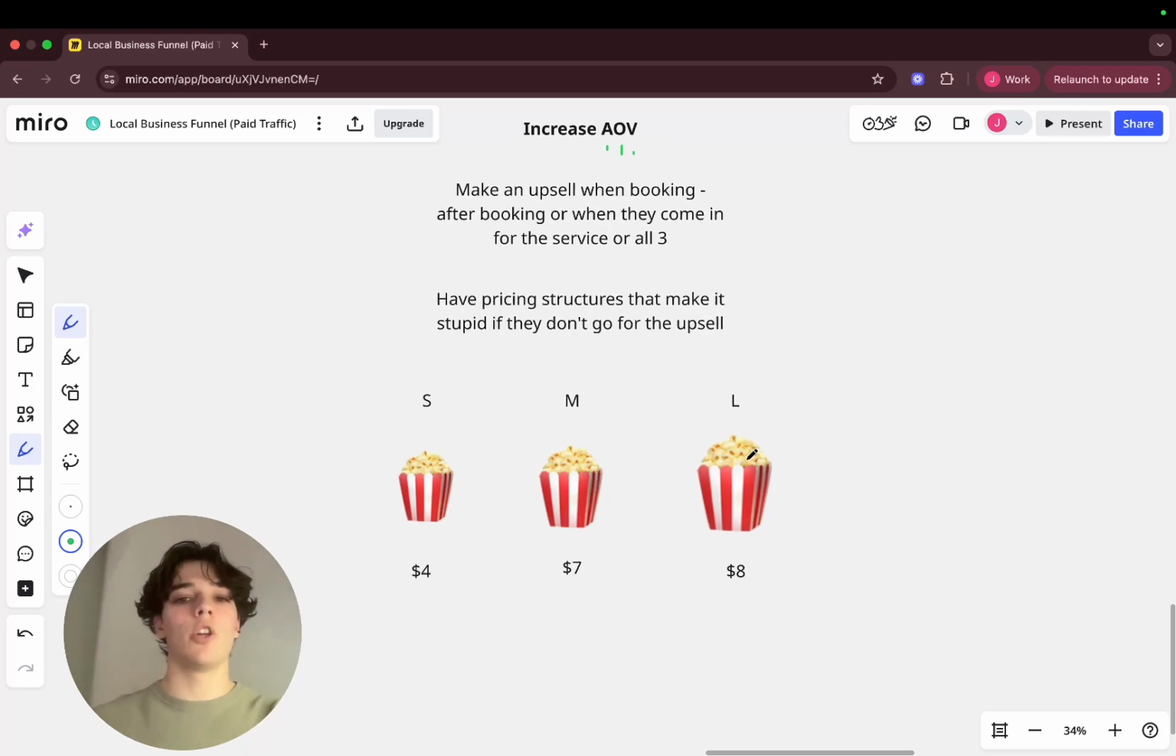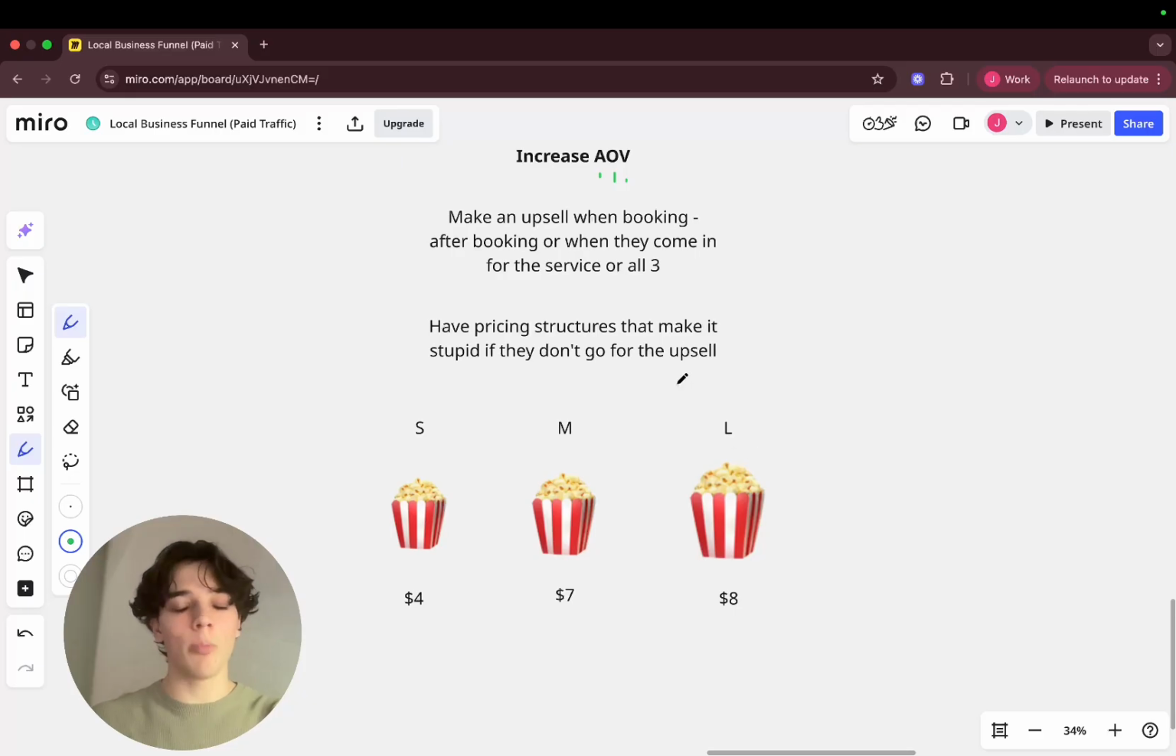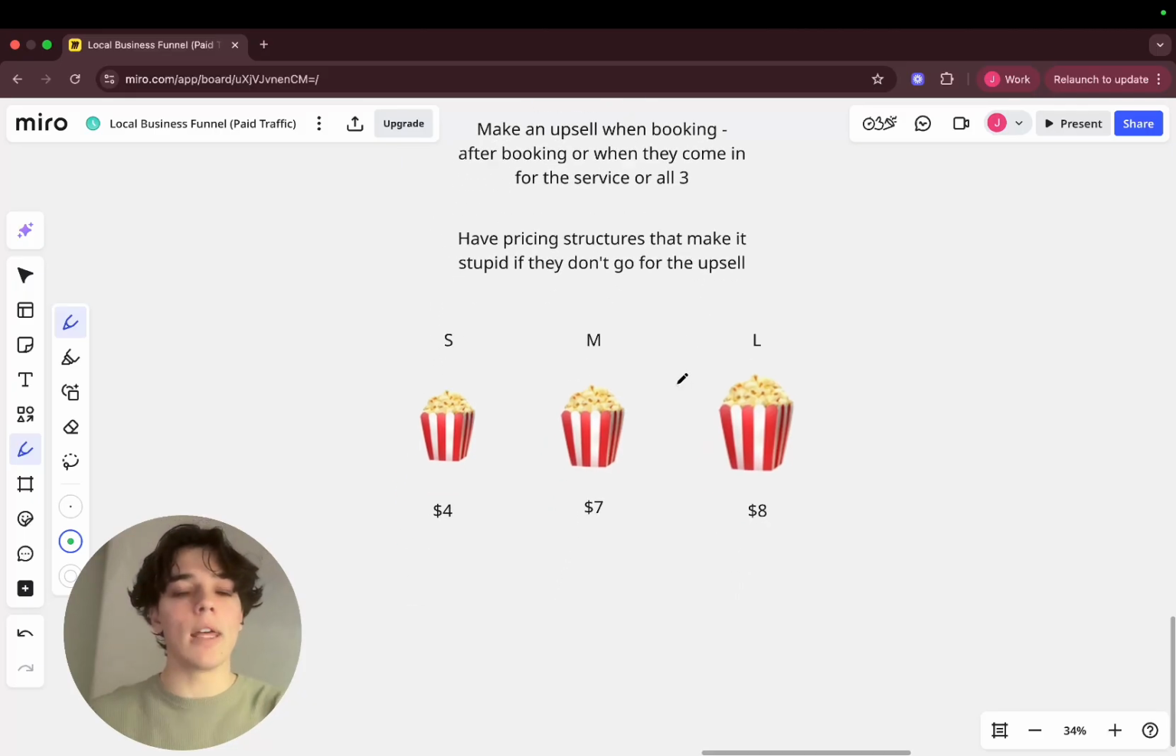And having pricing structures that make it stupid if they don't go for the upsell. An example here, if you go to the movies and you have 3 sizes of popcorn, small, medium, large, the small might be 4, the large might be 8. So you think, to bridge the gap, the medium must be 6. But if people go for the small, they're usually just going to go for the small. Like you can't really change their mind. But people who go for the medium will be like, well, it's only an extra $1 to go for the large. I'm just going to go for the large. They're not going to stay in the medium unless they're really set in their ways. They'll probably just go for the large.